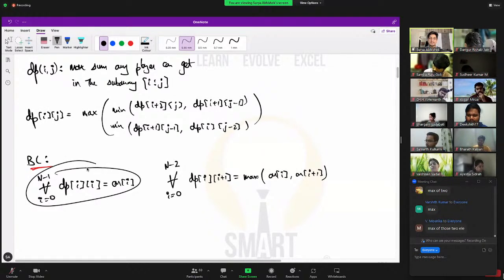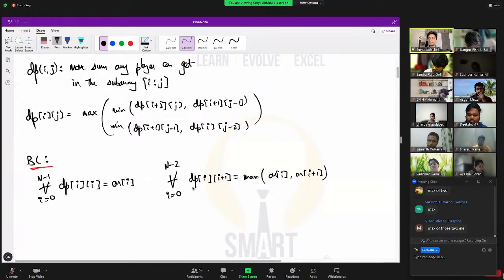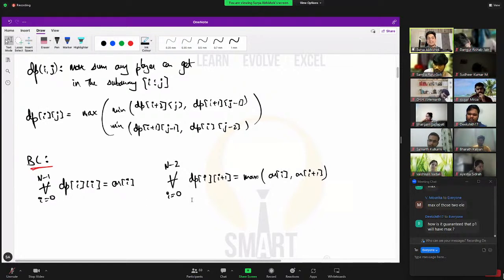Only one element is one base condition. Only two elements present, that is the other base condition. How is it guaranteed that player one will have max? So dp of i, j will store what is the maximum any player can get in the subarray i to j, right?